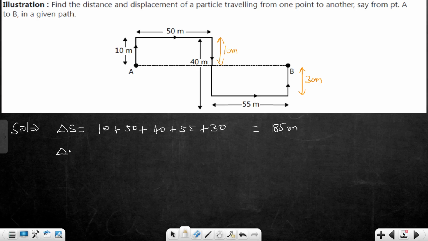And what about displacement? Displacement will be कितना? This first 50 meter, this one 50 meter, and then 55 meter. You have to take this straight path A to B directly. ठीक है? So it will be 50 plus 55 meter. So answer will be 105 meter. Clear? Is it clear? बोलो भाई, clear है?